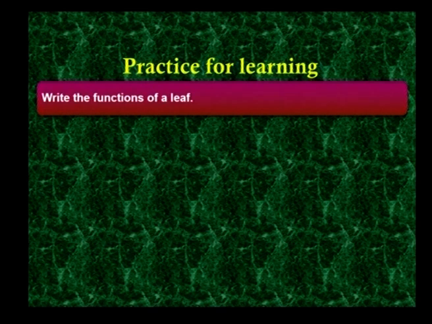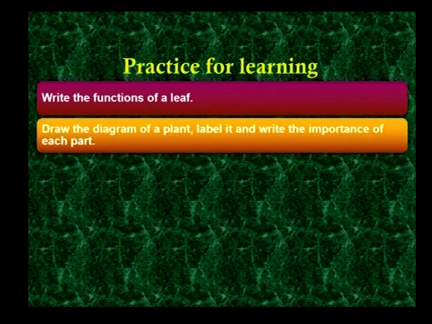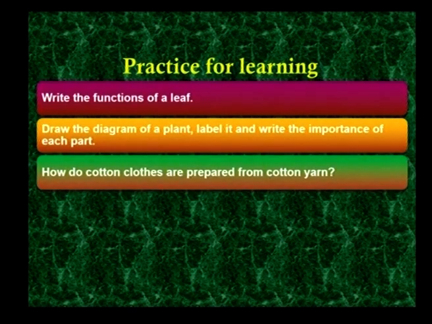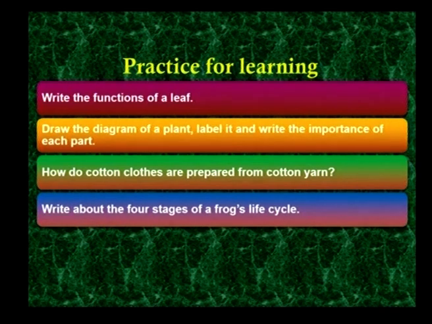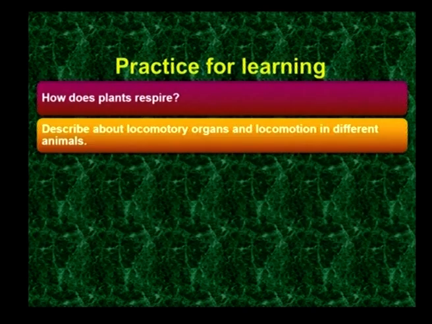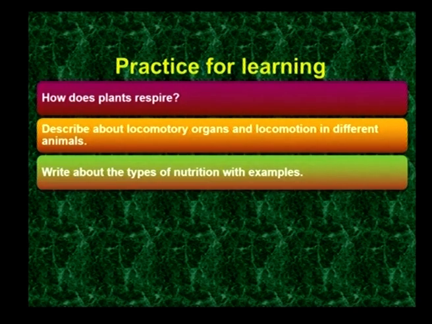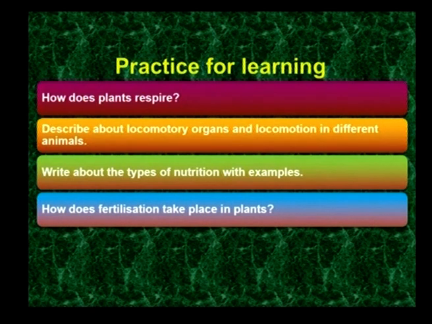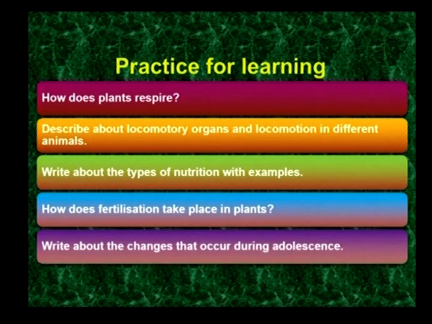Write the functions of a leaf. Draw the diagram of a plant, label it and write the importance of each part. How are cotton cloths prepared from cotton yarn? Write about the four stages of a frog's life cycle. How many types of animals are there depending on their food habits? How do plants respire? Describe locomotory organs and locomotion in different animals. Write about the types of nutrition with examples. How does fertilization take place in plants? Write about the changes that occur during adolescence.